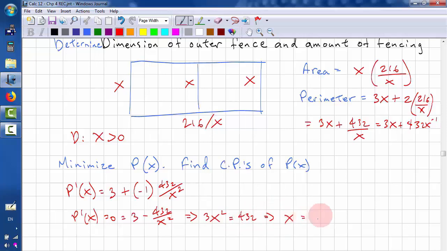x equals plus or minus the square root of 432 divided by 3, which is 144. So we have plus or minus 12. But x equals negative 12 is not valid. Can't have negative lengths.